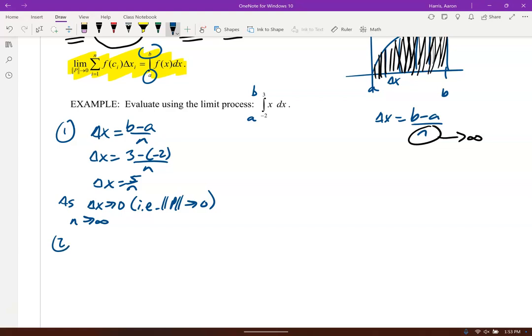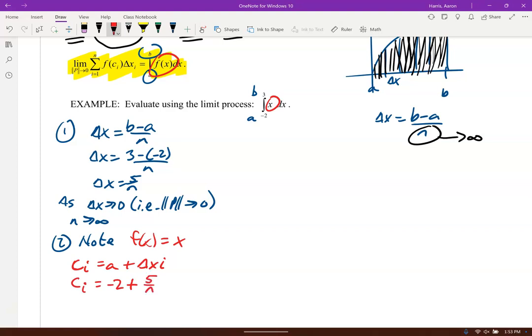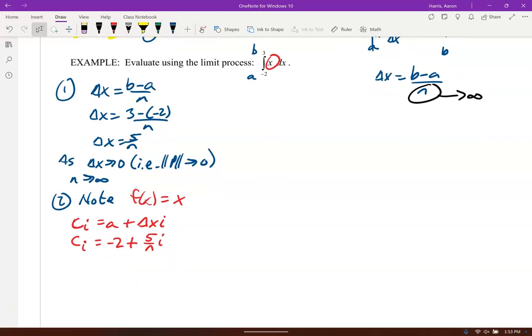And so note here that our f of x is that x right there. Our f of x is x. And so our ci would be a plus delta x times i. And so our ci, a in this case is negative 2, plus delta x, that's 5 over n, times i. So ci equals negative 2 plus 5i over n.